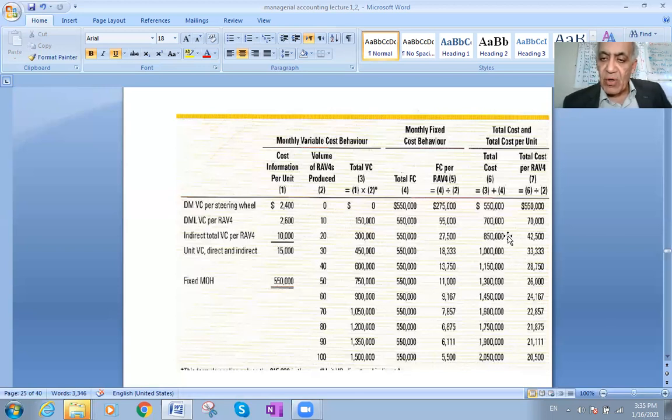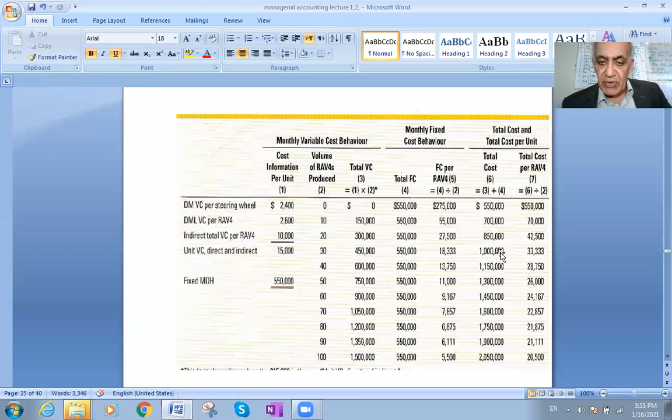All the volume, all the total costs, fixed and variable, all of them are 850,000. Where is the arrow? Here. And the number of production is 20 units. Then 850,000 divided by 20 will give me 42,500. Go to the next one.